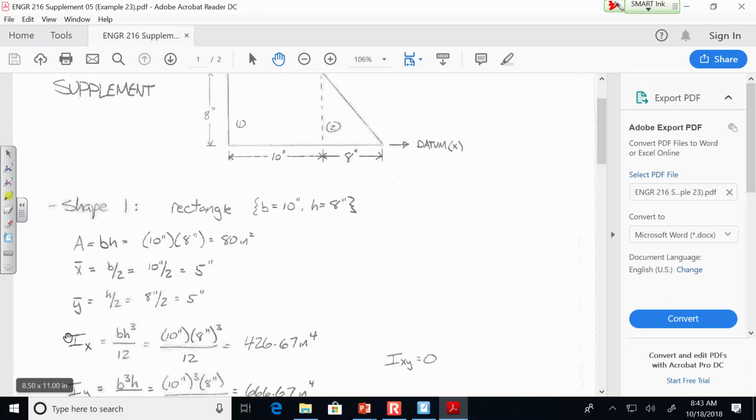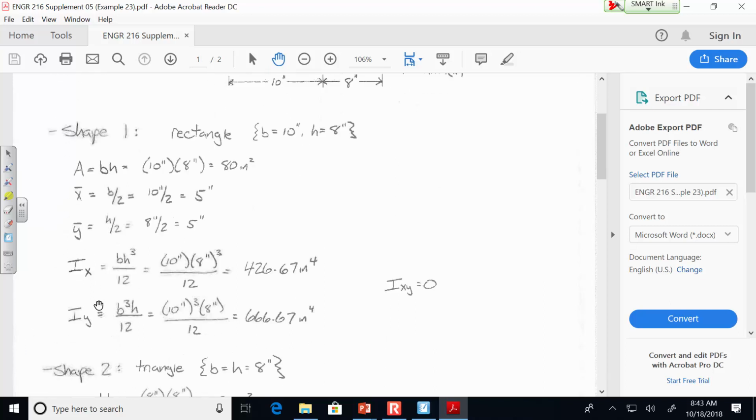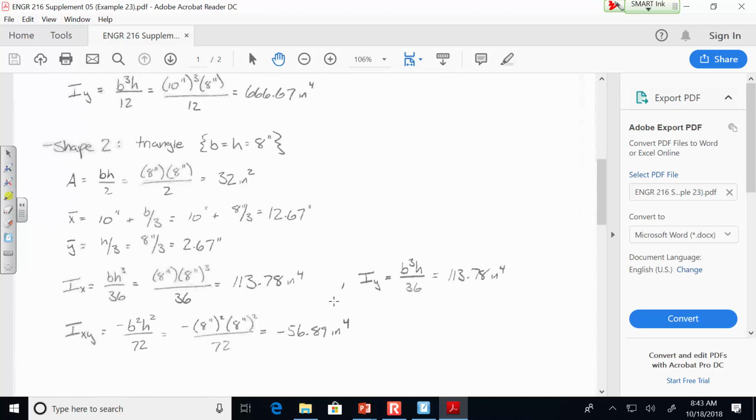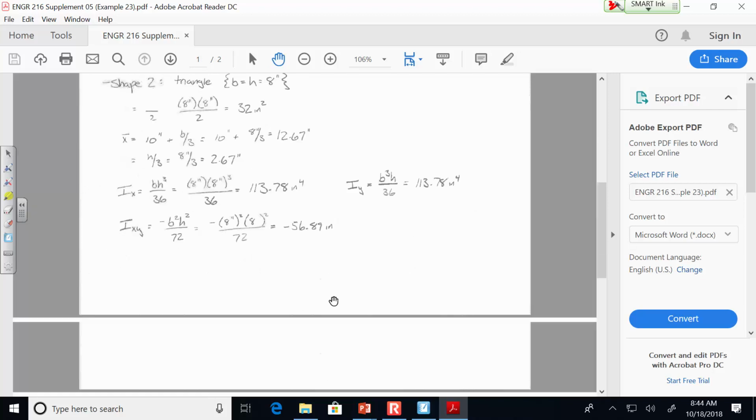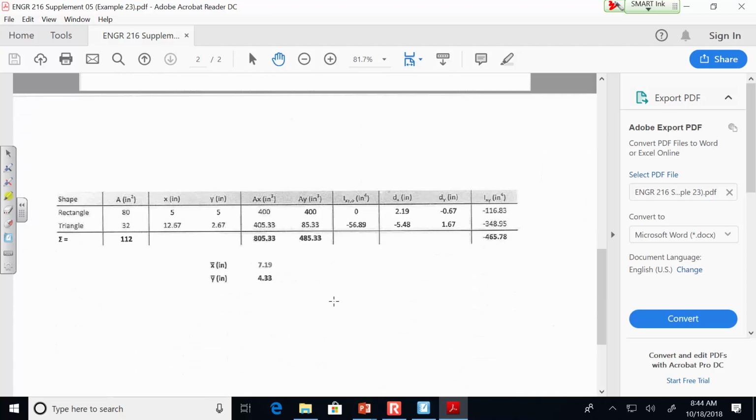For shape number 1, I've got the area, the x bar, the y bar, the Ix, the Iy, and then the product of inertia is 0. And then for shape 2, I have the area, the centroids, the moments of inertia, and then the product of inertia. Again, that product of inertia can come out negative. Once you get those quantities, it's really pretty straightforward.